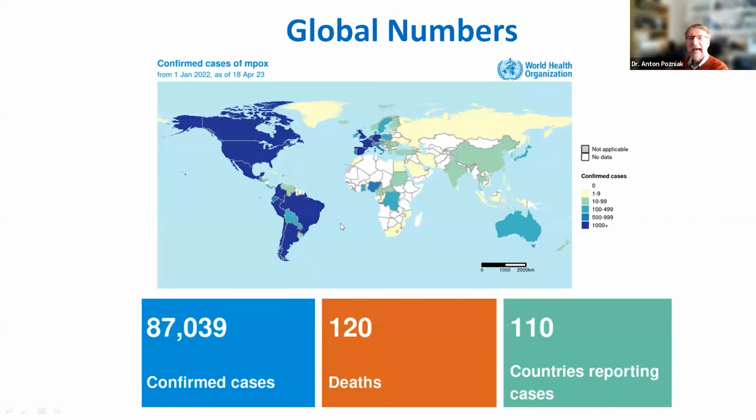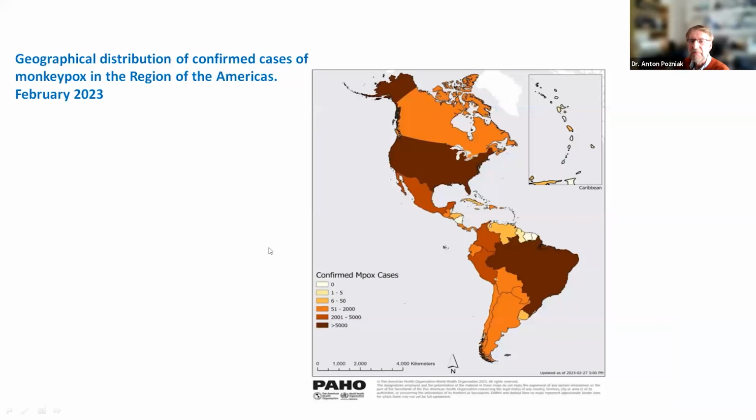So what are the global numbers now? You can see there's been 87,000 confirmed cases. Luckily, the death rate's low, 120, but still 110 countries reporting cases. You can see in the white, we don't know what's happened, but in the other colors, you can see the density of the cases, and the dark blue is where there have been more than 1,000 cases. And here's Latin America for you to look at. More than 5,000 cases here in Brazil, and here in the United States, and you can see between 2,000 and 5,000 or up to 1,000 in the different colors and the different darker colors here.